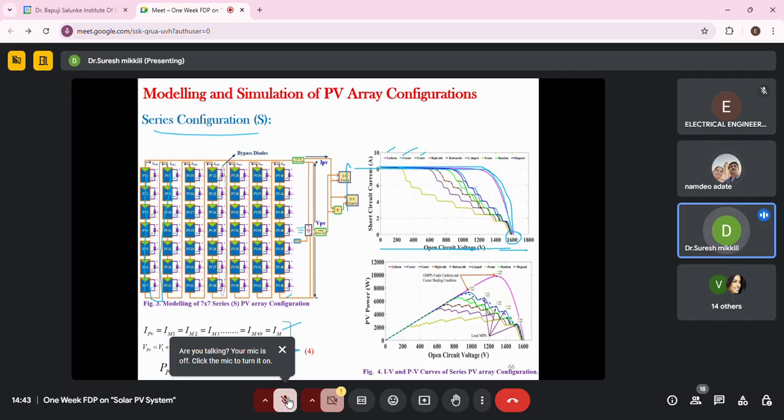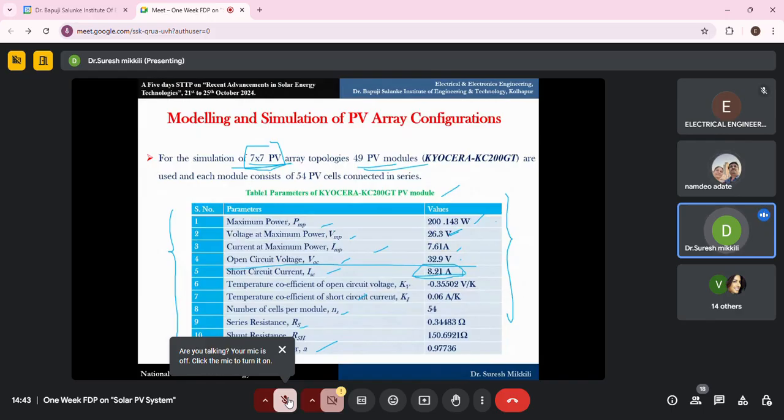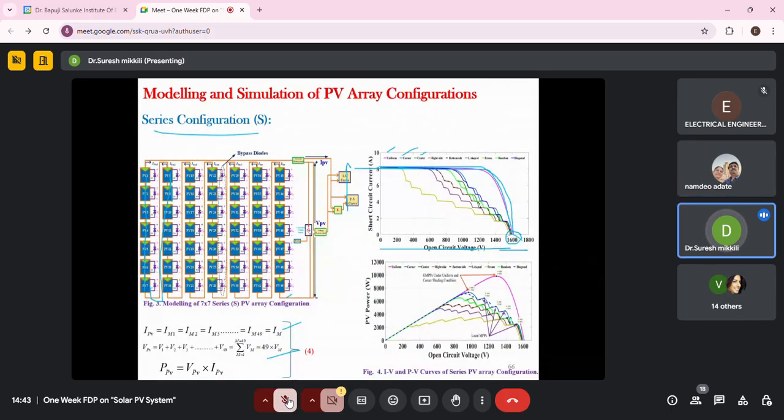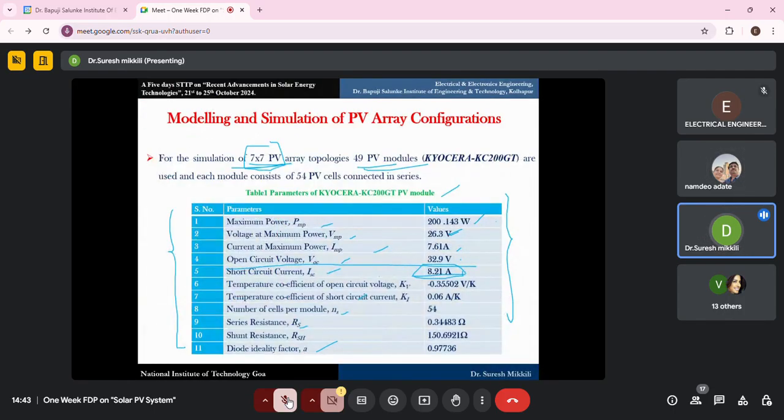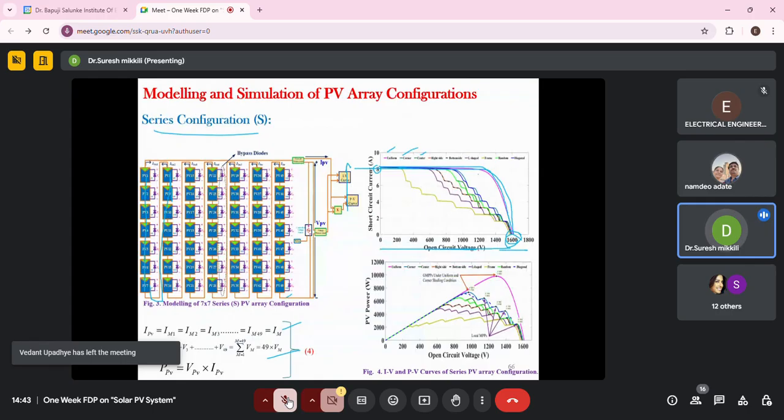1600 is the open circuit voltage, and 8.21 is the short circuit current. But what are VMP and IMP? They are the voltage at maximum power point and the current at maximum power point, that is 7.61 and 26.3. This is the maximum power point.